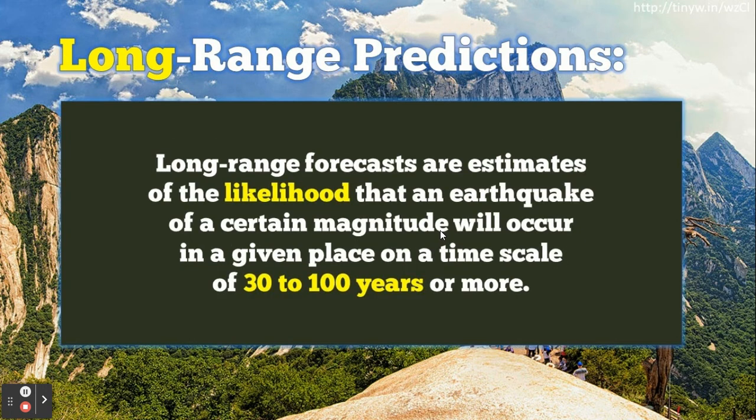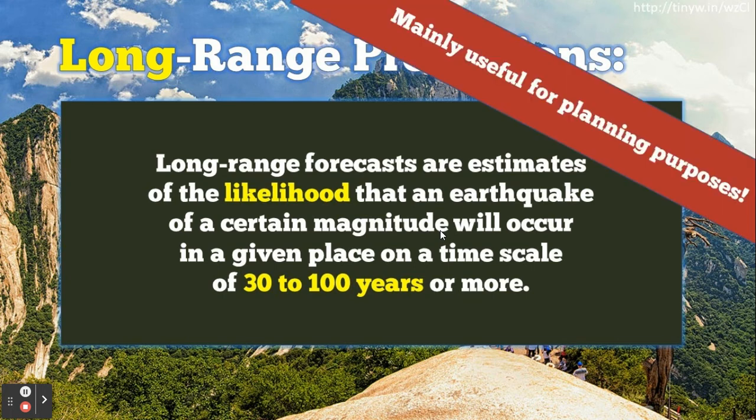There certainly is such a thing as long range predictions, but these are estimates of the likelihood that an earthquake of a certain magnitude will occur in some time frame. Like, what is the chance there'll be a magnitude 6 or greater earthquake in the next 30 years? Or a magnitude 7 or greater in the next 100 years? Those certainly are a real thing. That's how we know, for example, that we're still expecting the big one along the San Andreas Fault.